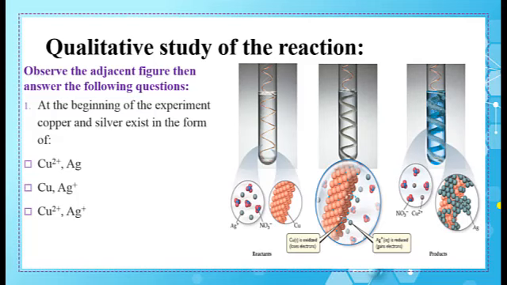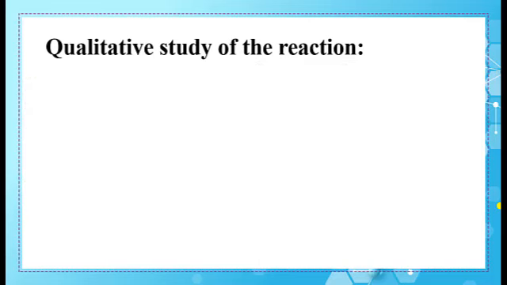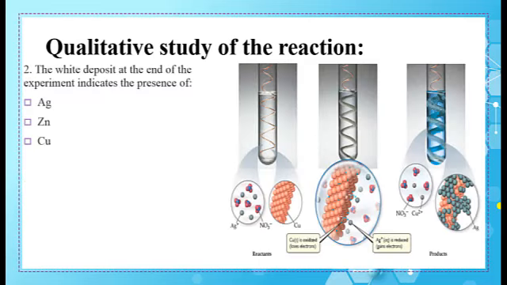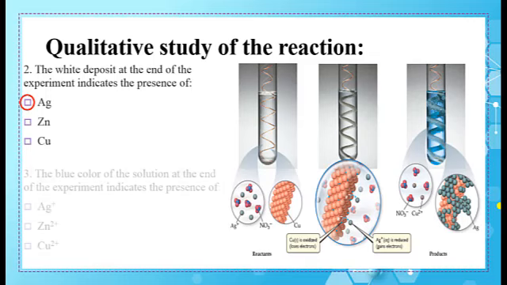Cu2+ and Ag, Cu and Ag+, or Cu2+ and Ag+? Since copper is a metal, then at the beginning of the experiment, it exists in the form of Cu. And since silver is found in the solution, then it is found as an ion, which is Ag+. Then the answer will be Cu and Ag+. Another question: the white deposit at the end of the experiment indicates the presence of, of course, Ag.